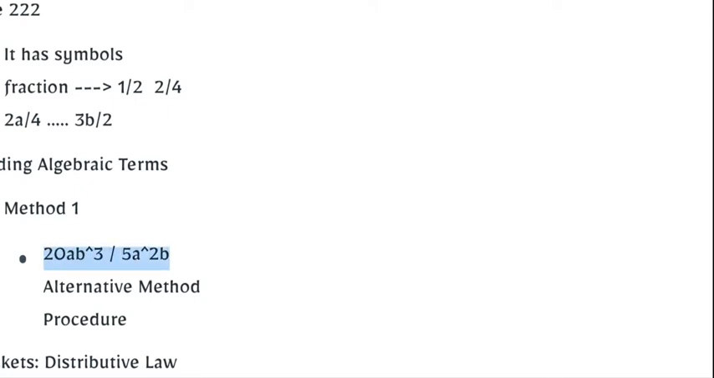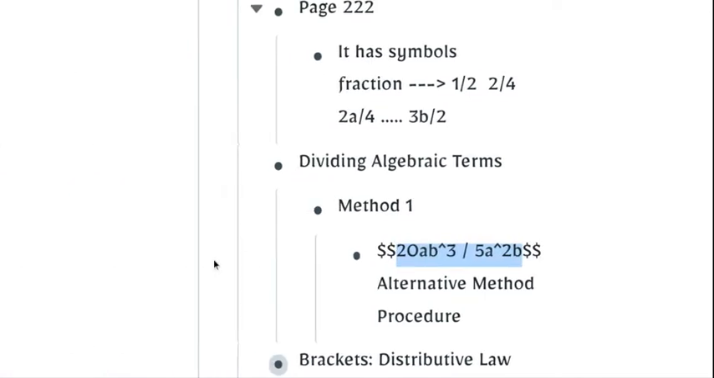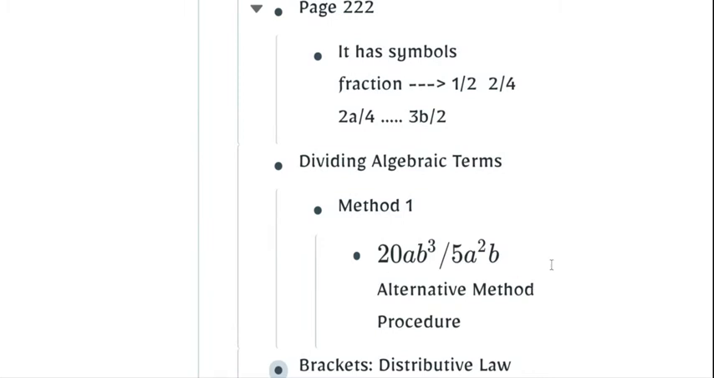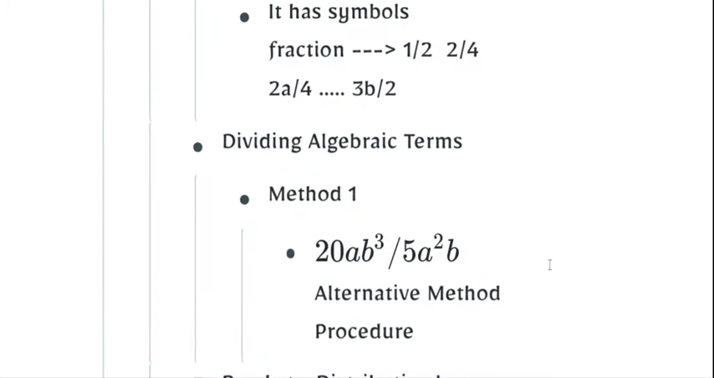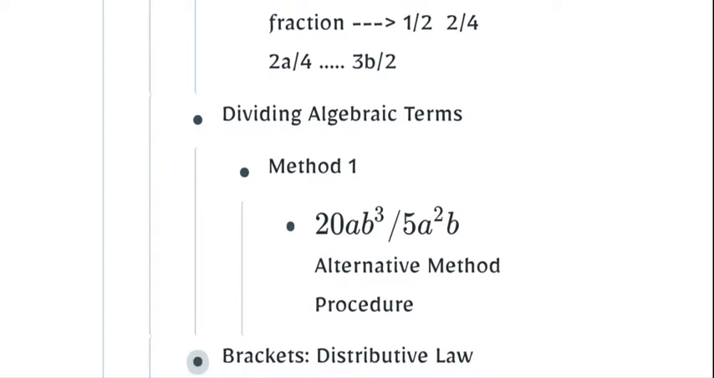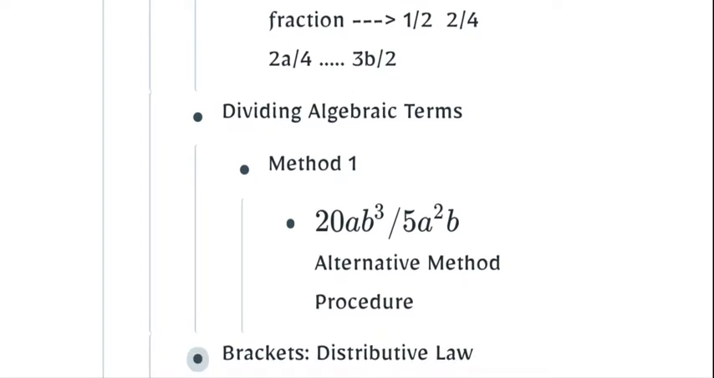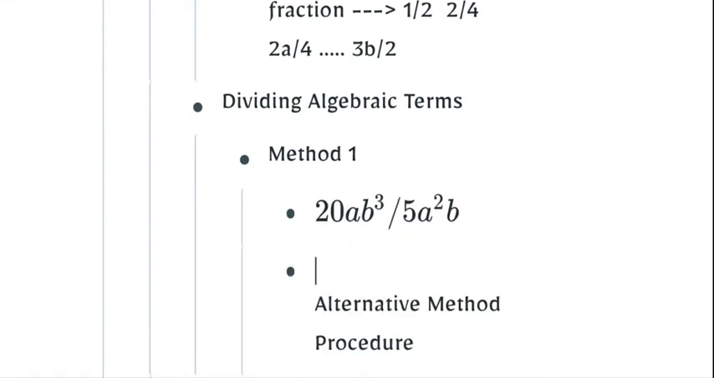Let me show you how it should look mathematically. There we go. Everyone have this? 20A times B raised to the third power divided by 5A raised to the second power times B. Everyone have that? Yes, sir. Right, good. Now, we're going to go through a procedure to solve this.